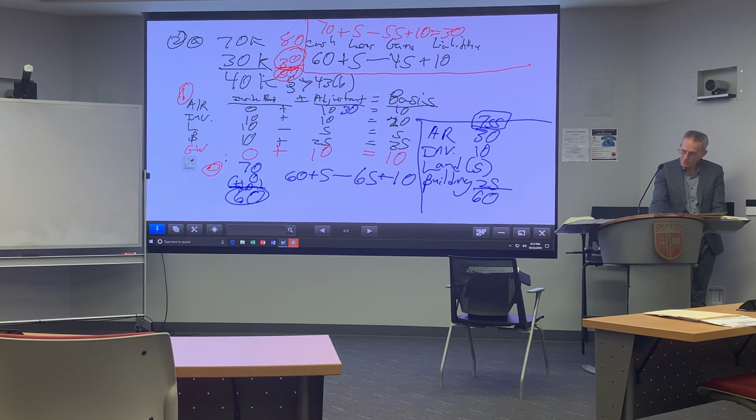Building should be 25. These are just the adjustments. That's this column. I'm just giving you the adjustments. In this problem, obviously, there's no goodwill.